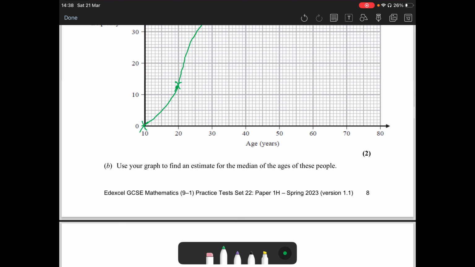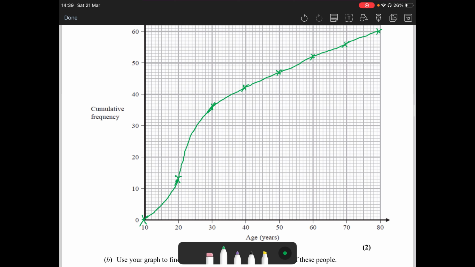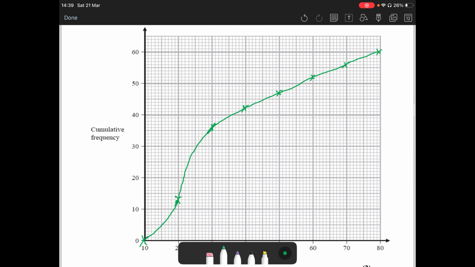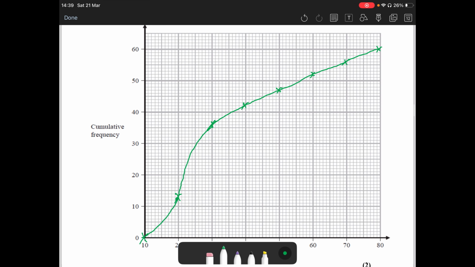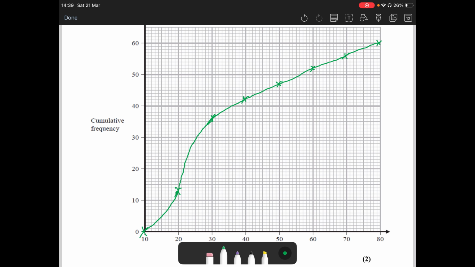Anyway, right, B, use it to estimate the median. Right, so this is continuous data, so we don't have to add one, we just have to halve it. Remember, median means the person in the middle. Now, if you've got 60 people, the middle person's the 30th one. So you do 60 over 2, 30, your median is going to be 25.